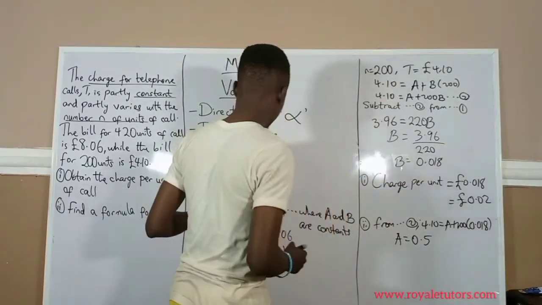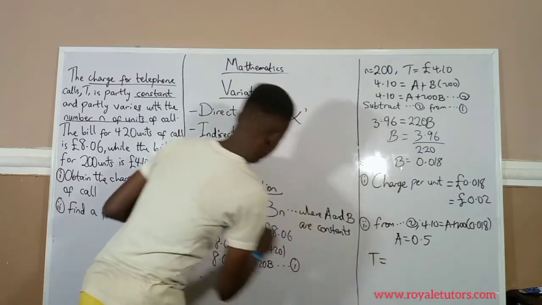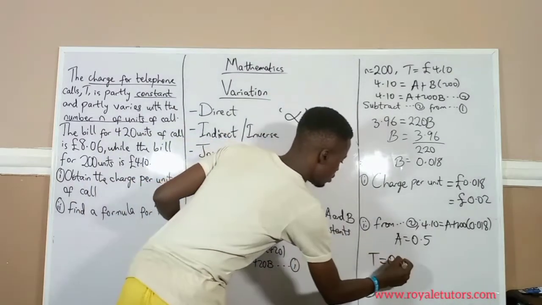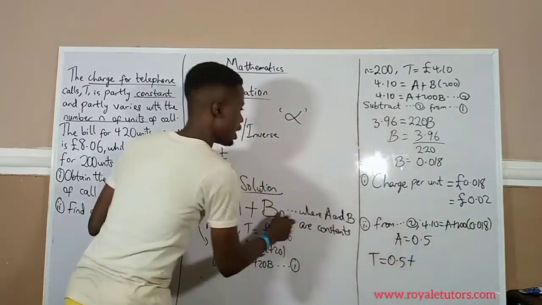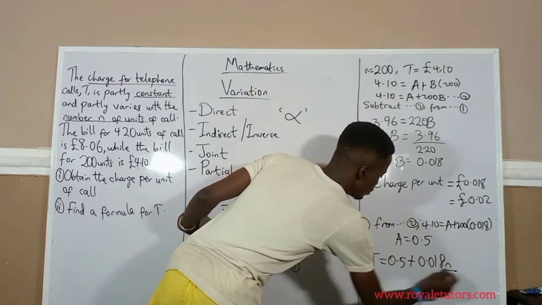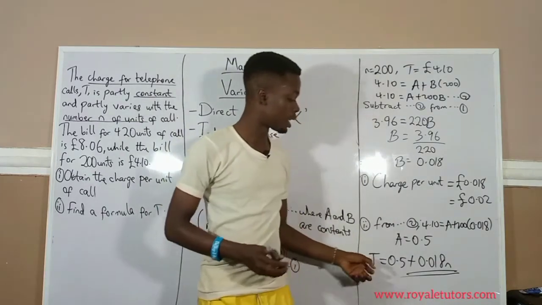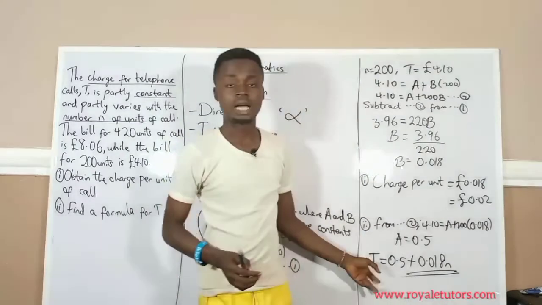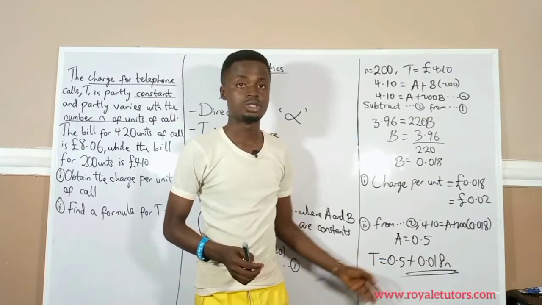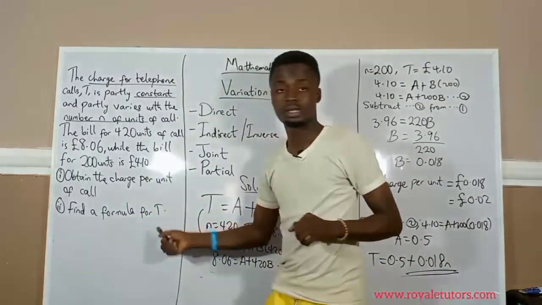We can get what our T is. So if you just come back to this place, T is equal to A, which is 0.5, plus BN, which is 0.018N. So this is the formula for T. Don't forget I told us in the last video that this can be called a formula, it can be called a law, it can be called an equation, it can be called a relationship. So it's the formula that connects T and N, which is the formula for T.